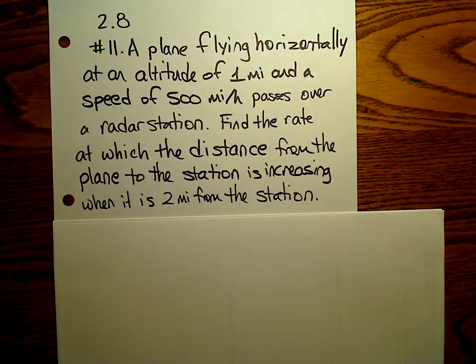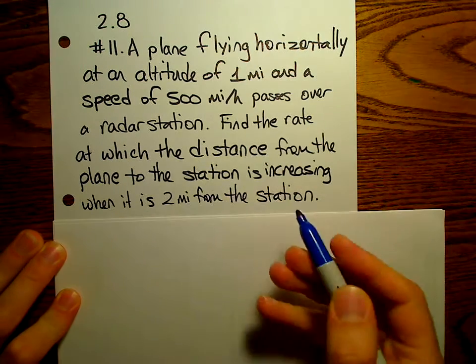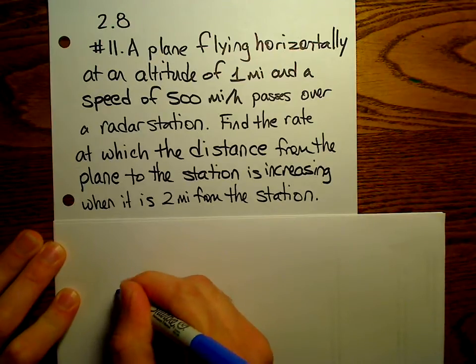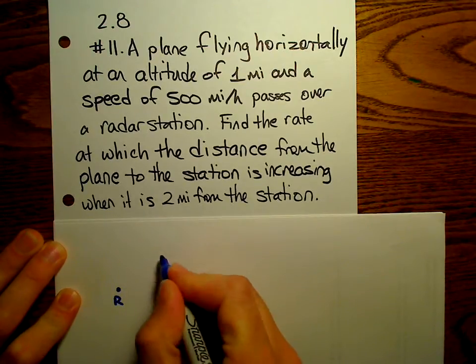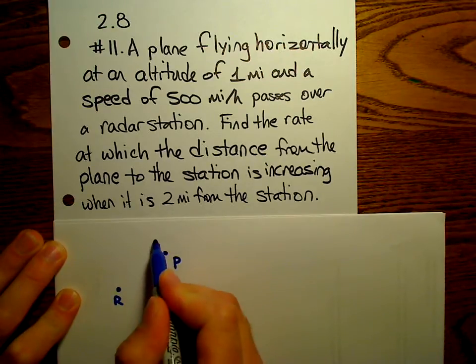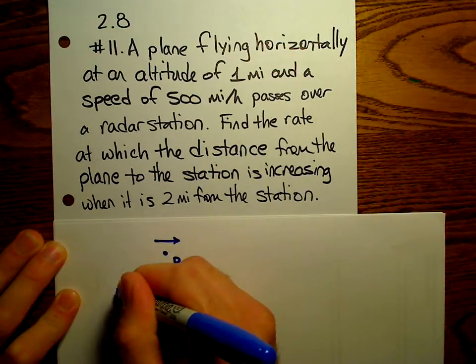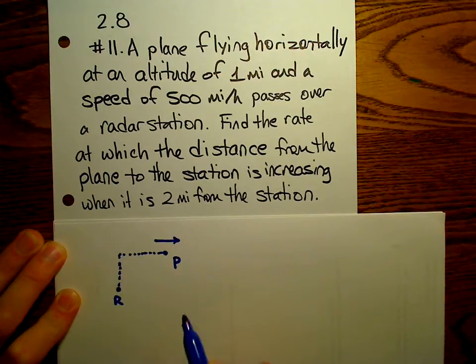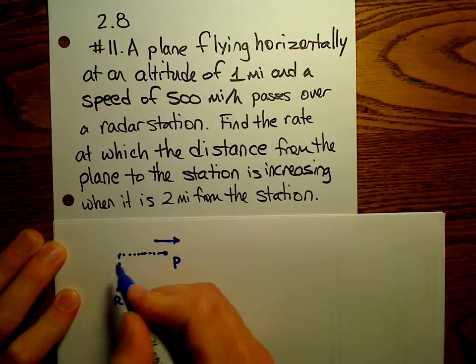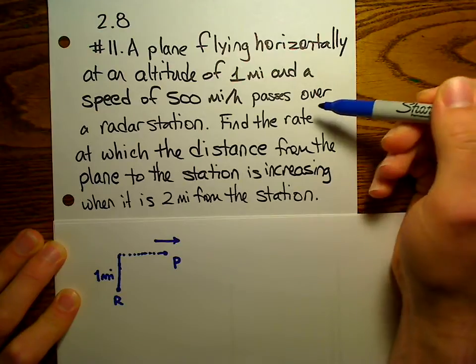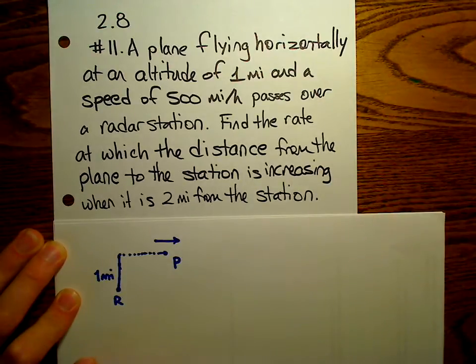So, in this problem, a plane is flying horizontally at an altitude of 1 mile at a speed of 500 miles per hour, and passes over the radar station. Here's our radar station. Here is our plane. It is traveling over the radar station, so in our picture it's going to be moving to the right, because it has already passed over it. And that distance, that 1 mile, stays 1 mile. They take the time to mention the horizontal motion, which implies a constant altitude.